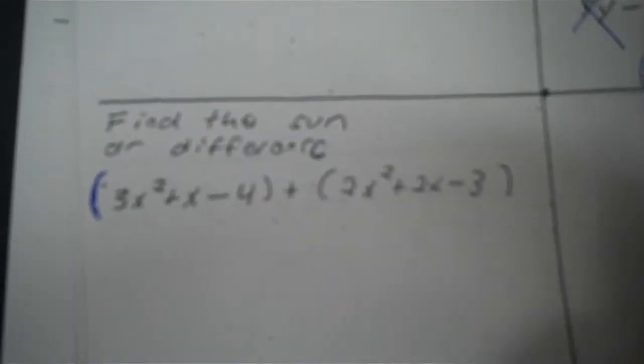Okay, go back to where we were at in the examples. So I was here. Now it says find the sum or difference. By the way, there's a parentheses right there. The copy machine cut it off. So I have 3x to the second plus 1x minus 4. That's polynomial number 1. I'm going to put number 1 right there. Plus 2x to the second plus 2x minus 3. That's polynomial number 2. Now here's how you add.